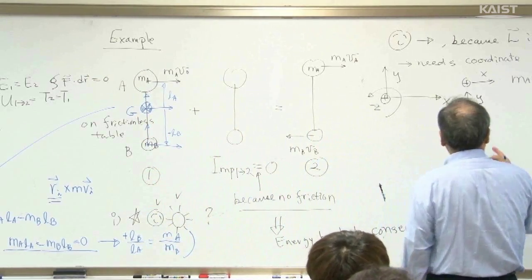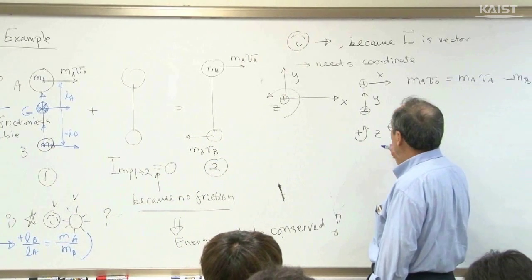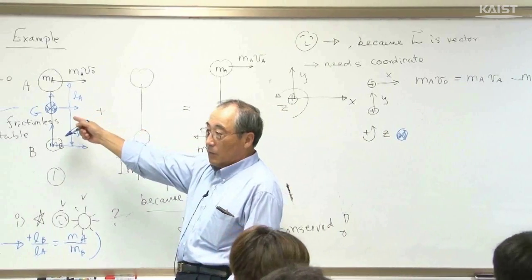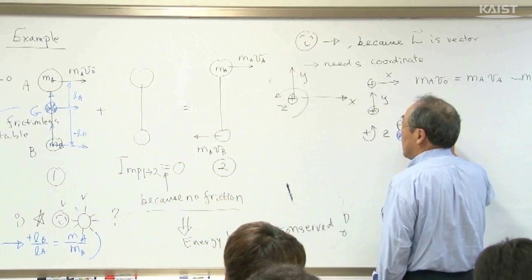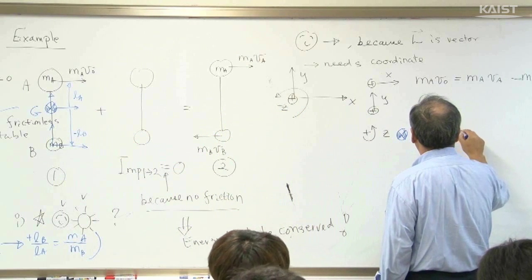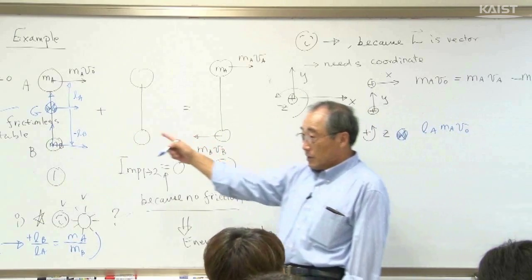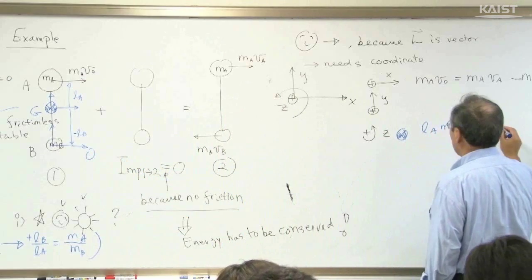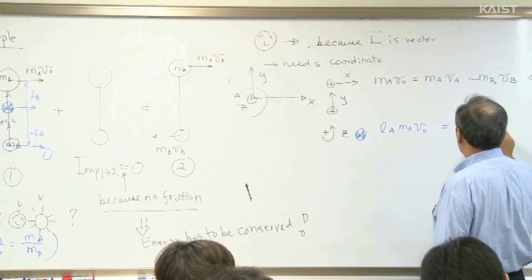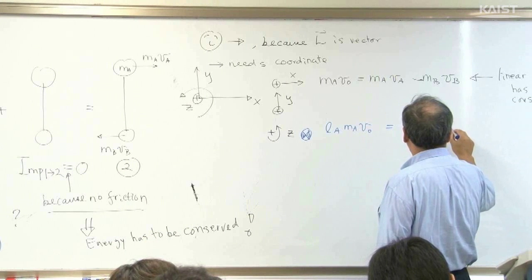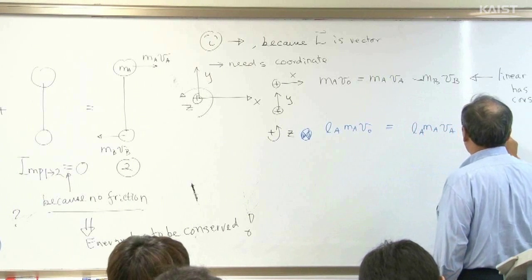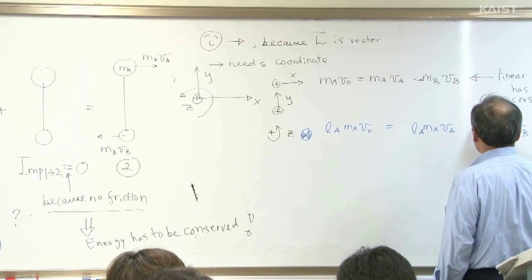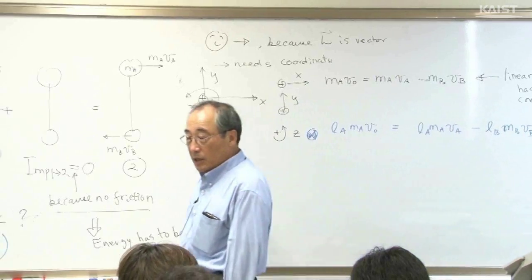Okay. So let's take angular momentum with respect to the center of mass. So I'm taking angular momentum. What is this? L_A, M_A, V_0. There is nothing, so 0. That has to be equal to L_A M_A V_A, and then L_B M_B V_B minus, because L_B is minus. Is it correct?